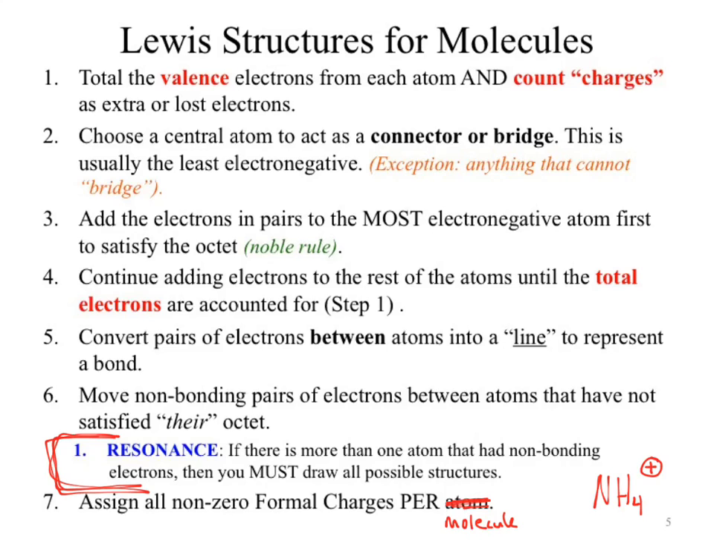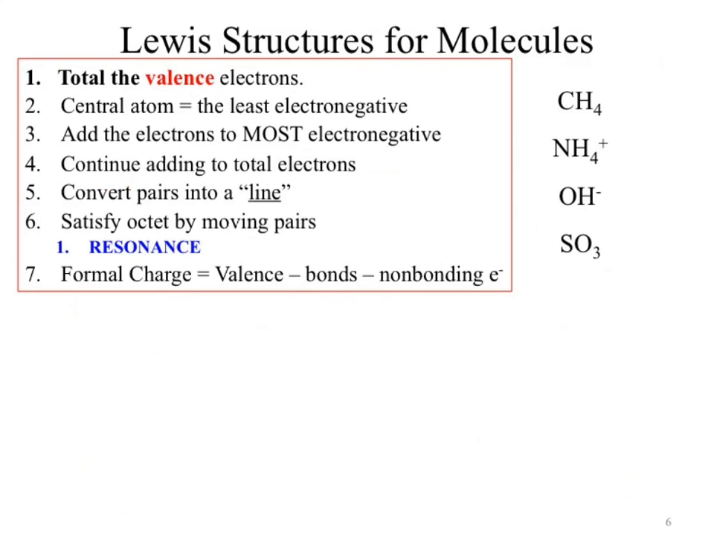So let's take a look at some examples. Which one do I want to do? I guess we'll go ahead and do ammonium, and we'll do the SO3. These will be our problems. So to start out with ammonium, how do we start? Total valence electrons. How many electrons does nitrogen bring in?